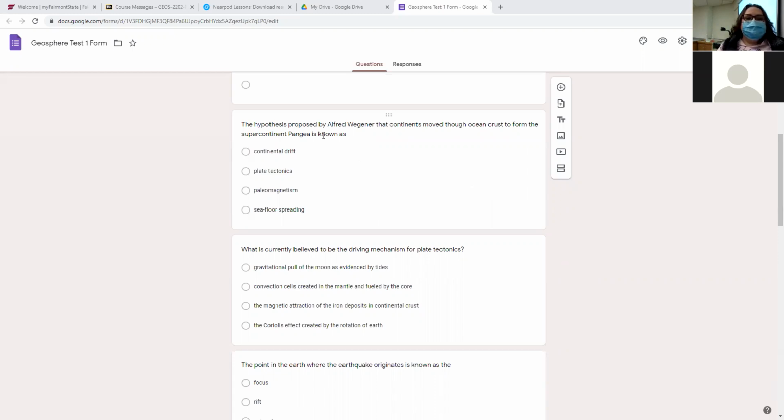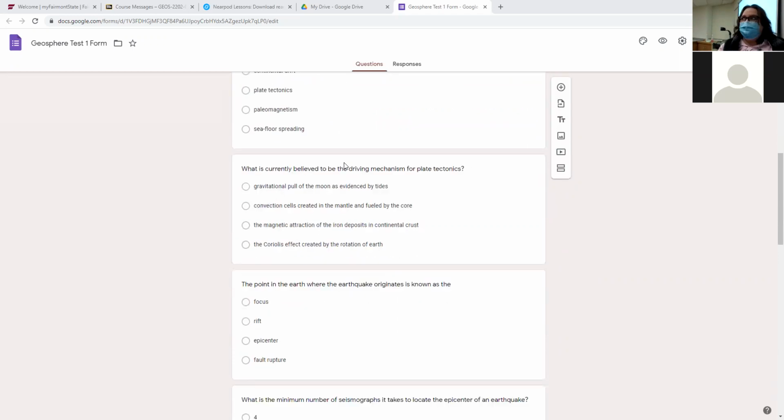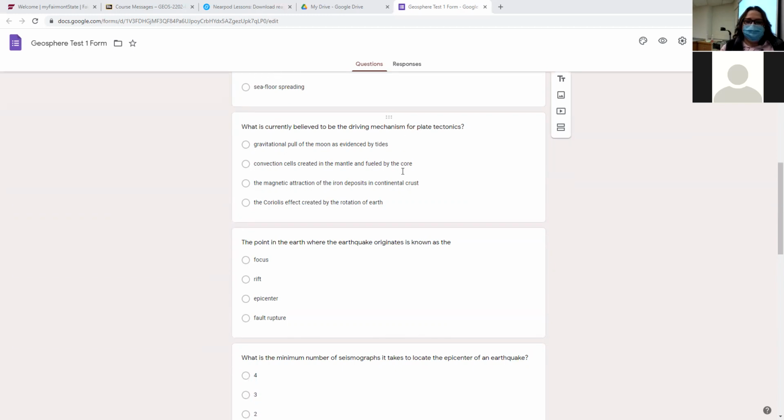Okay. So the hypothesis, not the theory, the hypothesis, continental drift. The driving mechanism, like what makes plates move? That is convection currents. It's that heat, that density difference. You heat something up, it goes up. Then it cools off and it goes down. And the plates ride on that.